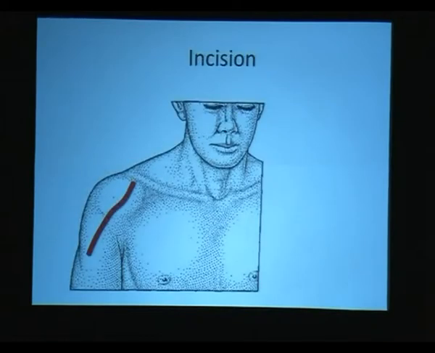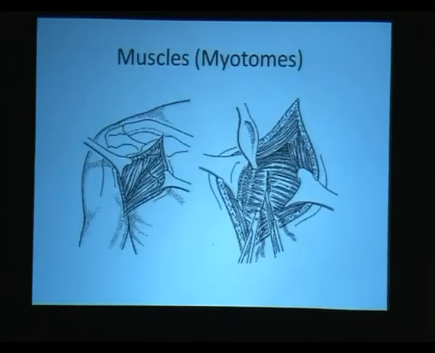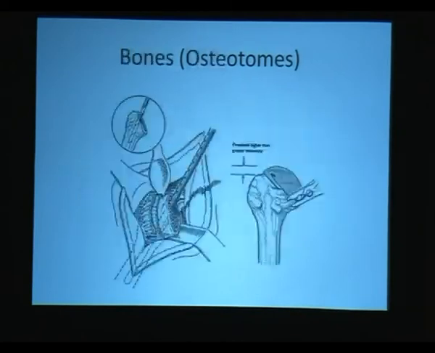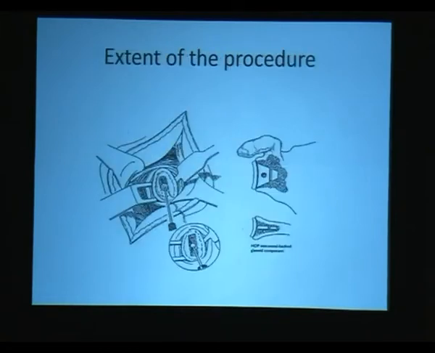The incision is in the deltopectoral groove. We cut through muscles. We ream through the bones. And the procedure can be quite extensive.